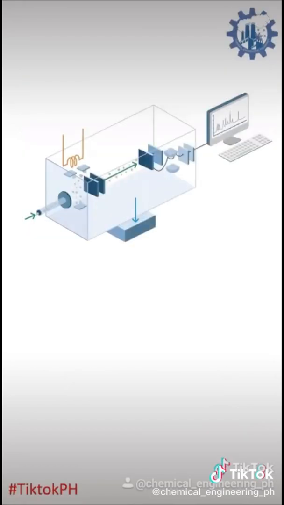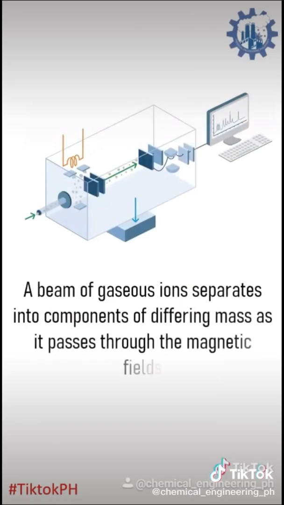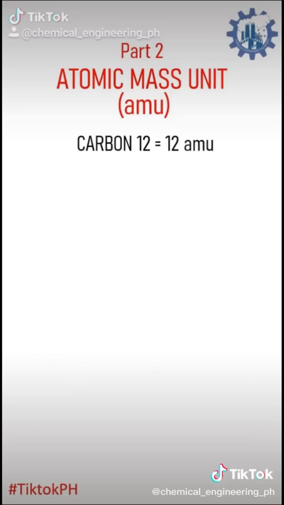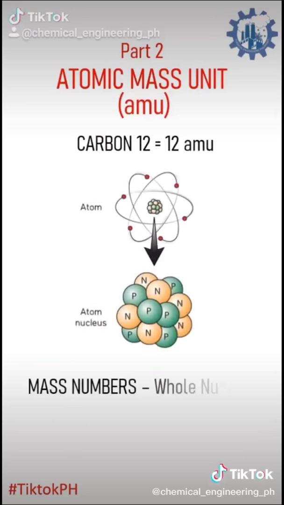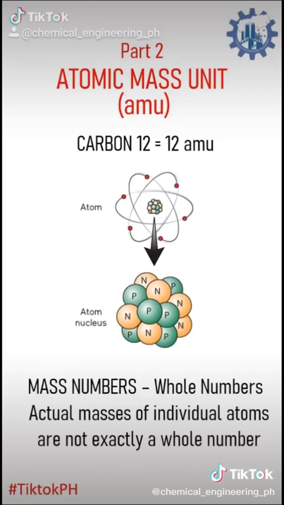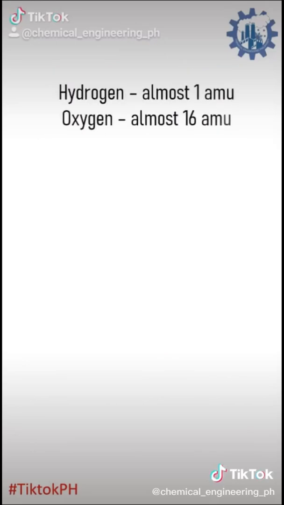In this device, a beam of gaseous ions separates into components of differing mass as it passes through electric and magnetic fields. The separated ions are focused on a measuring instrument which records their presence and amount. Here is now the second part of our discussion about atomic mass unit or AMU. We have learned that carbon-12 has an assigned value of 12 AMU. Please take note that even though mass numbers are whole numbers, actual masses of individual atoms are not exactly whole numbers, except for carbon-12. On this scale, hydrogen is almost equal to 1 AMU and oxygen is almost equal to 16 AMU.